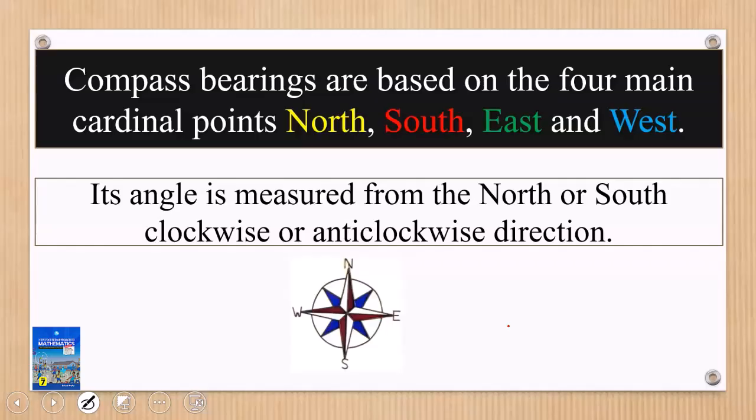We have what you call the compass bearings. Like I said, they are based on the four cardinal points: the north, south, east, and west. So we can see the cardinal points here. Now this type of bearing is measured from the North Pole or from the South Pole, meaning you can start from the North Pole towards the east, or you can start from the North Pole towards the west. Again, you can also start from the south to west or south to east. Any of this is accepted in the compass bearing.